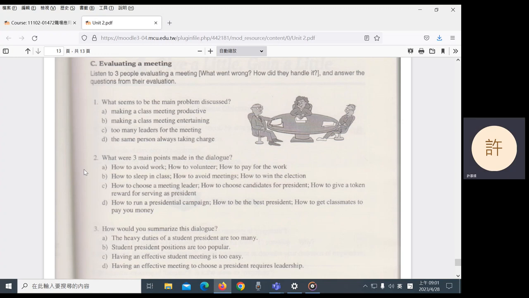Number two, three main points. C, how to choose a meeting leader, how to choose candidates for president, and how to give a token reward. And the token reward is the woman mentions they can give the president a free dinner and movie for two. 当选人可以获得免费的两个人晚餐与电影票.